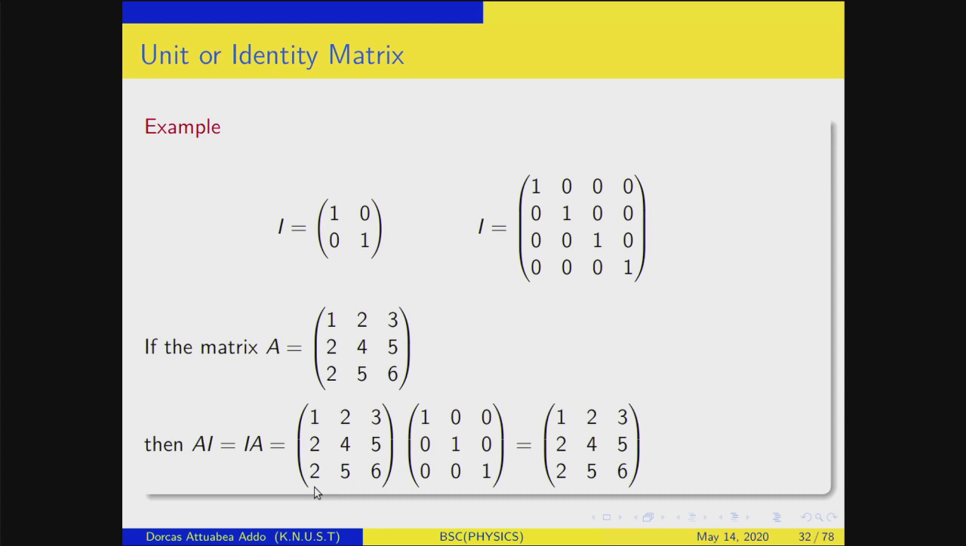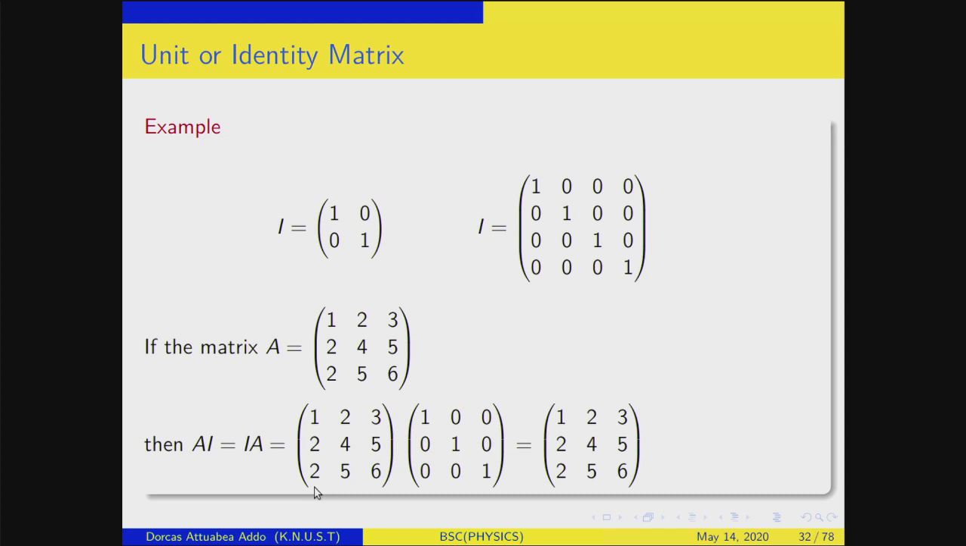Then you have the 0, or what we also call the null matrix. We are saying it is any matrix in which all the elements have 0 values. So it is denoted as this. So this is what? A 0 matrix.